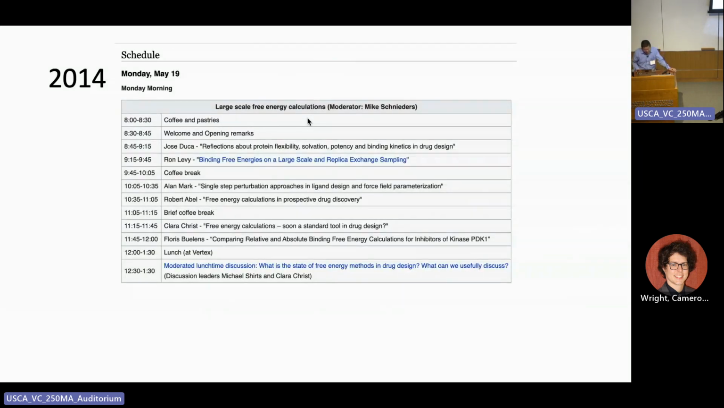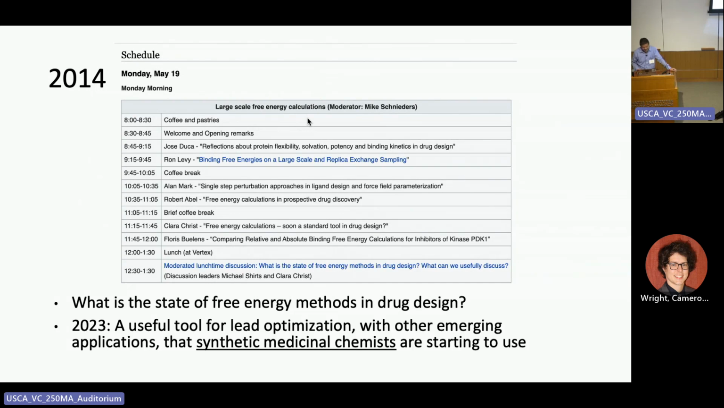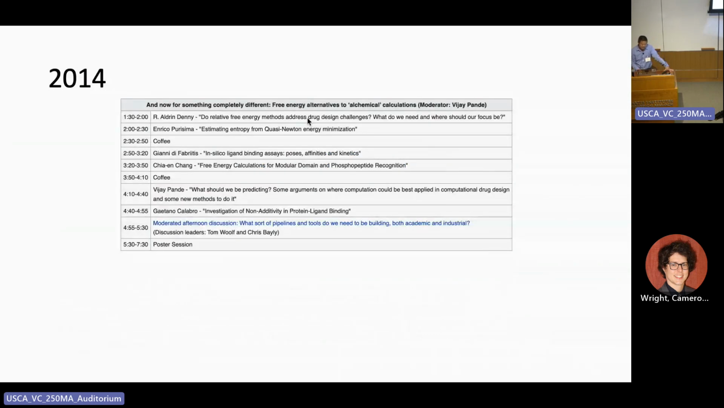So back in 2014, there was a moderated lunchtime discussion. What is the state of free energy methods in drug design? And well, now in 2023, it's useful for lead opt. And there's other emerging applications, and even synthetic medicinal chemists are starting to use it. So that's exciting. That's what we've been looking for.